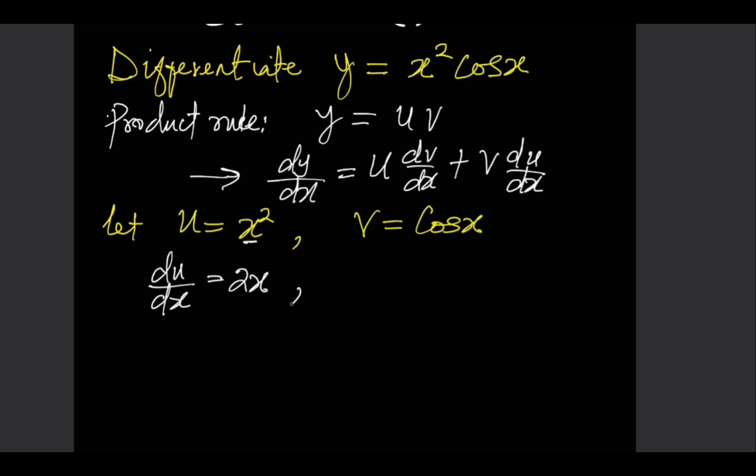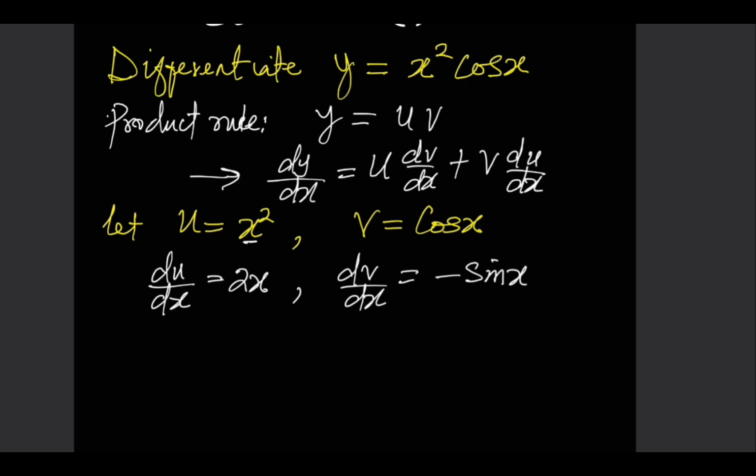Okay, so let's also differentiate this other one. Our v is cosine x. If I take the derivative of v with respect to x, the derivative of cosine x is negative sine x. That's the result when you take the derivative of v with respect to x.